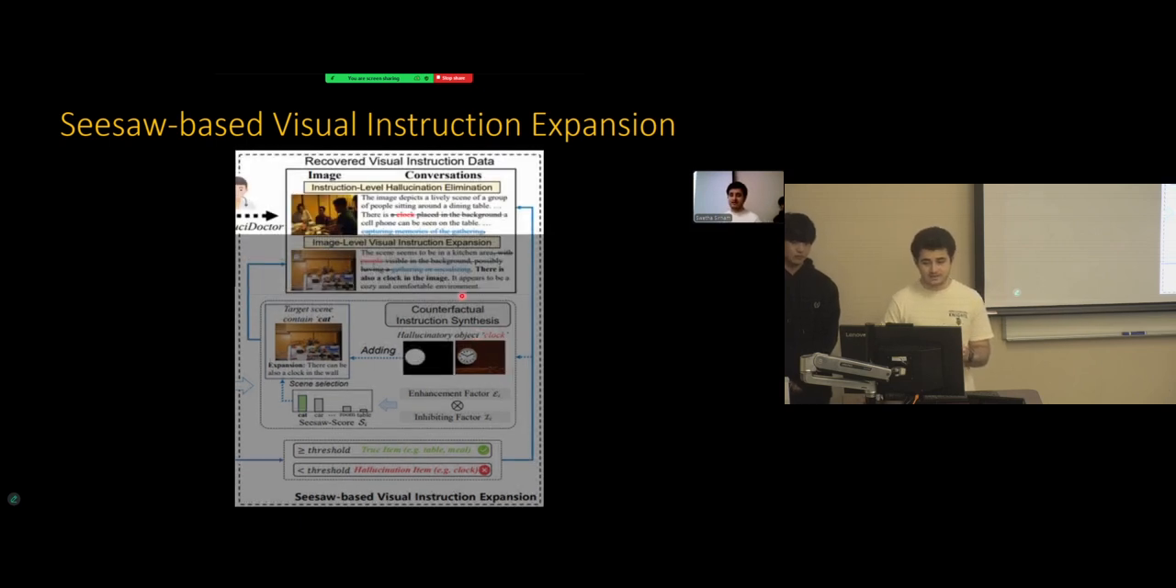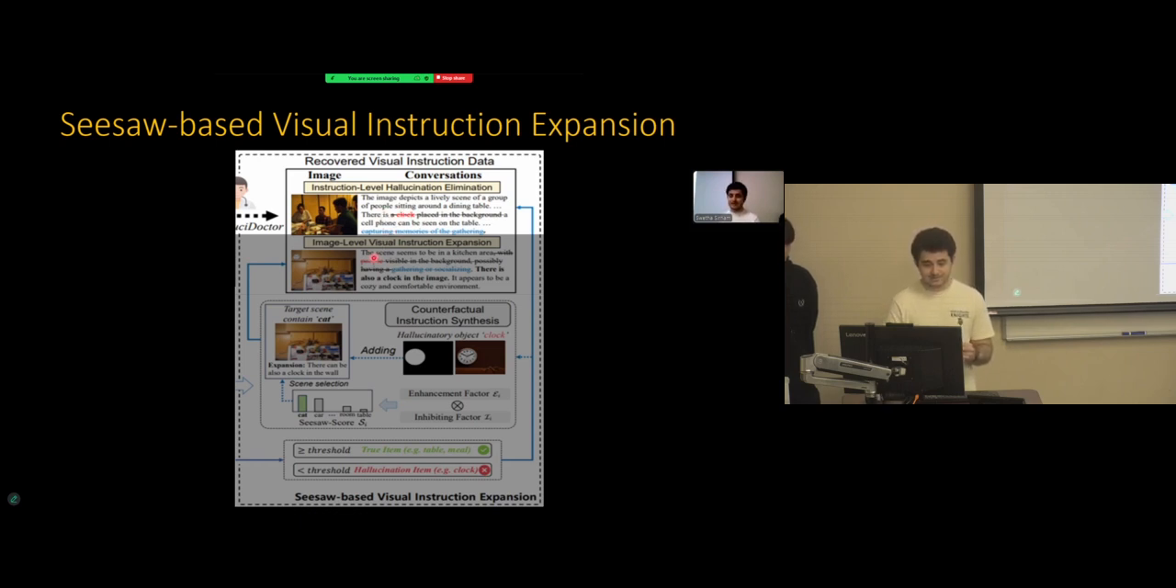We also have instruction level hallucination elimination, which is done actually at the previous step, at the cross-checking paradigm. Here, actually people are sitting, but the caption says there's a clock placed in the background, but actually not. This was actually the first part of the framework.